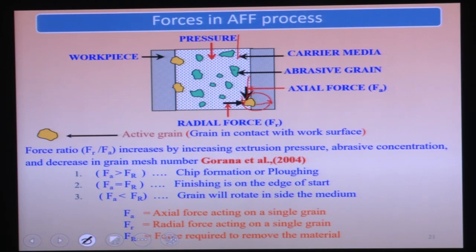And also there is a resistance force, F capital R. This resistance force is based on the hardness of the workpiece material. When these abrasive particles are indented, because of this indentation force, this axial force will try to remove the surface undulations. This force ratio Fr by Fa increases by increasing the extrusion pressure and abrasive concentration, and it decreases with grain mesh number. It was proposed by Gorana et al. in 2004.